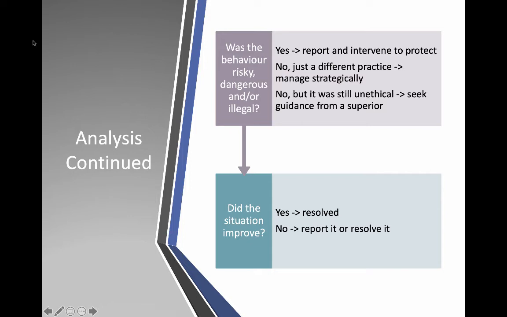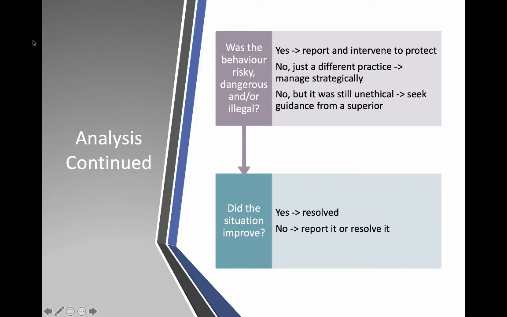If it was a practice difference and I don't think the behavior was risky, then I'm going to do a strategic approach. I'm going to decide the best time and way and approach to take to talk to that person. And it doesn't necessarily need to happen urgently. And what if it was an unethical behavior, but it wasn't risky or having some immediate impact? Then I'm going to go to my supervisor and report it. What if I see the situation improves? Great. Whether it was practice or whether it was ethics, I would consider it to be a resolved situation if my action caused me to see improvement.